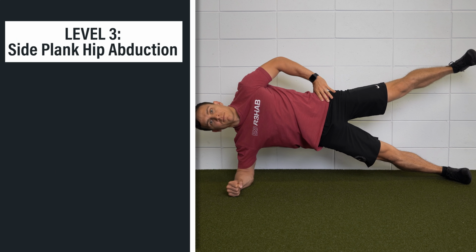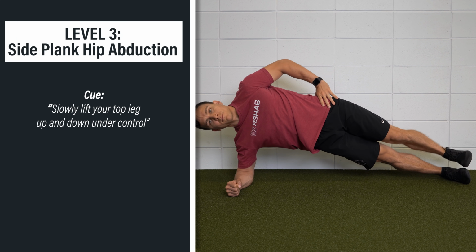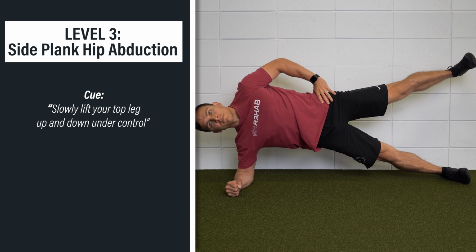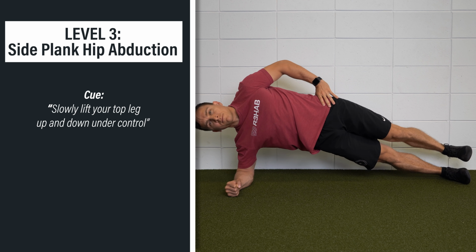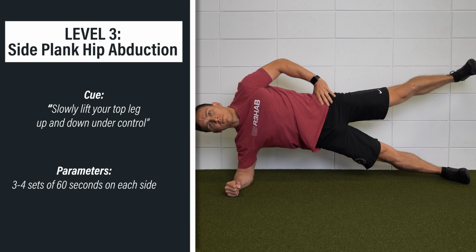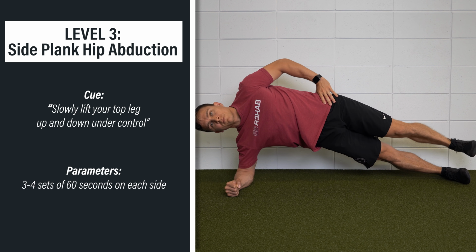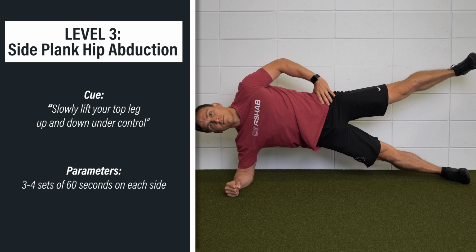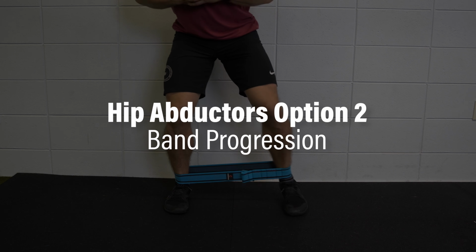Level 3, side plank hip abduction. Position yourself in the same way as the previous exercise, but slowly move that top leg up and down with good control. Aim for 3 to 4 sets of 60 seconds as you work through each exercise. Option 2 is a band progression.